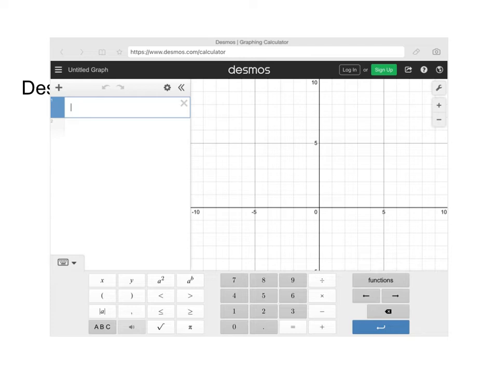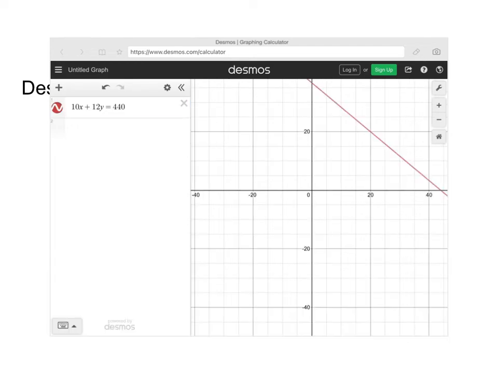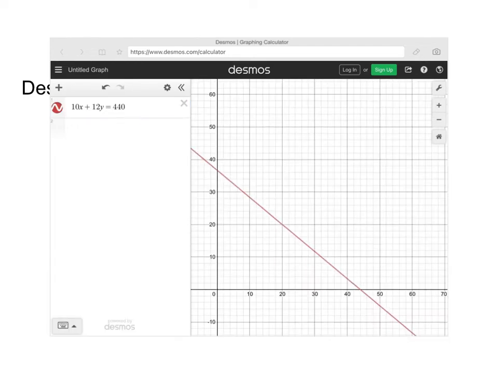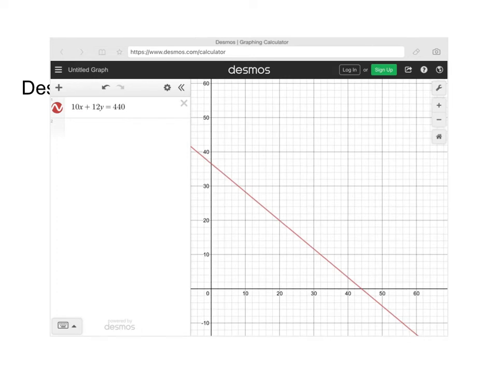So let's see here. Got to get it to load. So we have 10x plus 12y equals 440. Now, of course, we're going to have to zoom way out to see what we got here. So when I look at this graph, I can grab a couple of points here. So I can see here maybe 20 hours at each job would get me what I need. Let's go back and check.